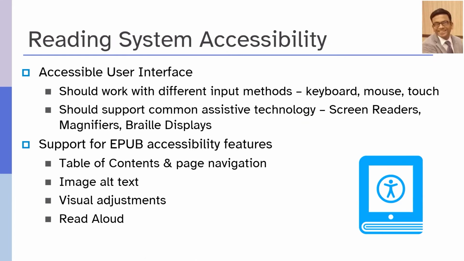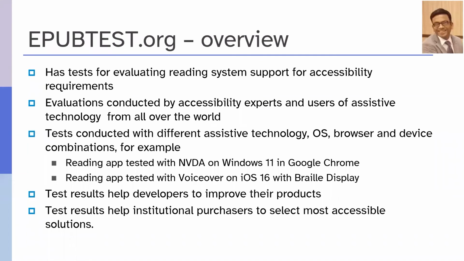DAISY Consortium with partners has developed epubtest.org. This is a website which contains a testing framework for EPUB reading systems. The EPUB reading systems are being tested by accessibility experts and users, and these evaluations are published on epubtest.org.